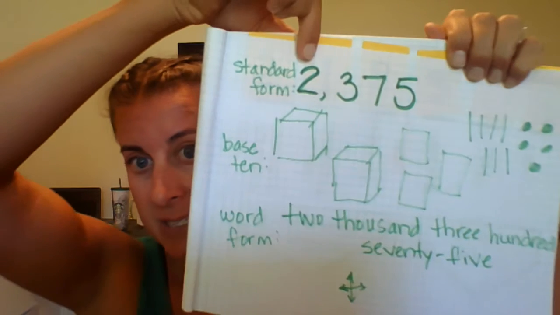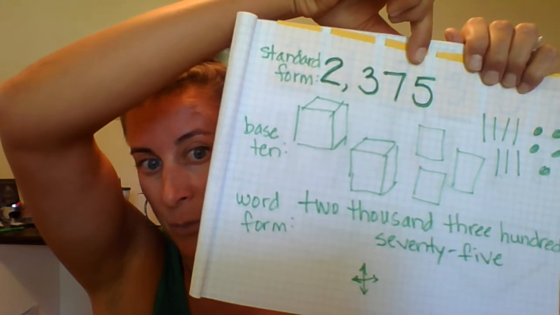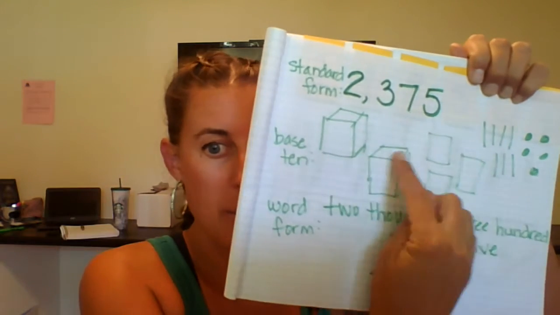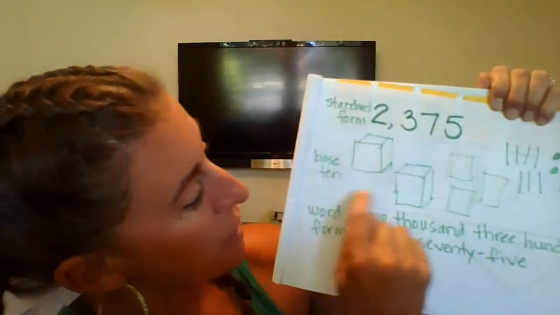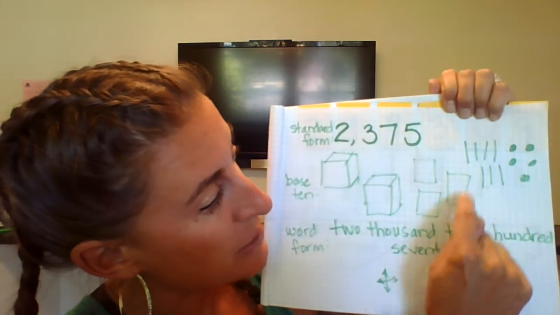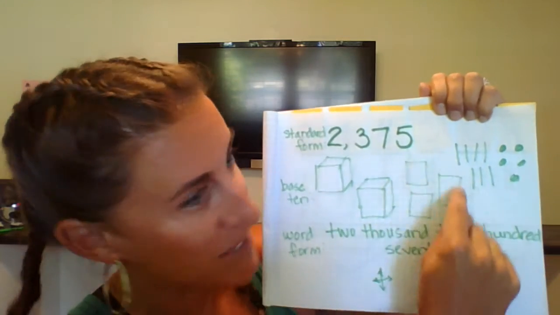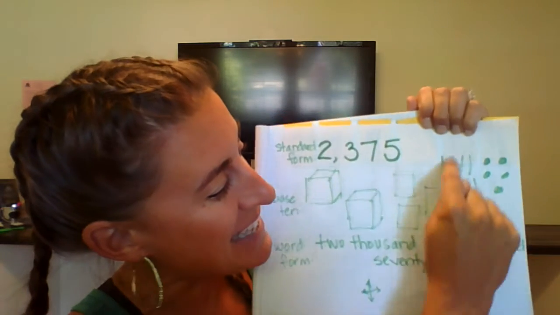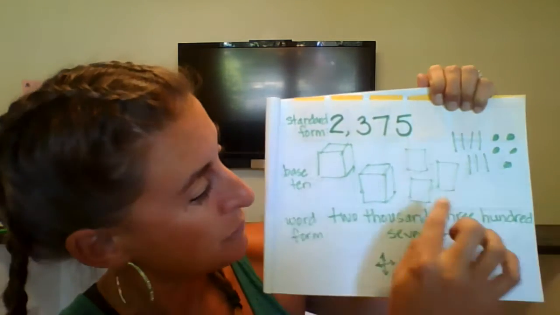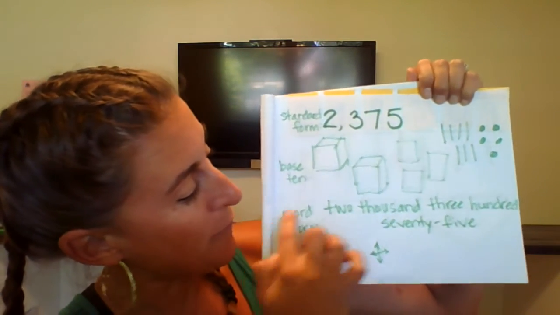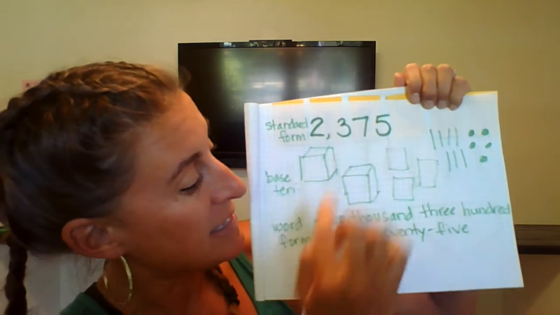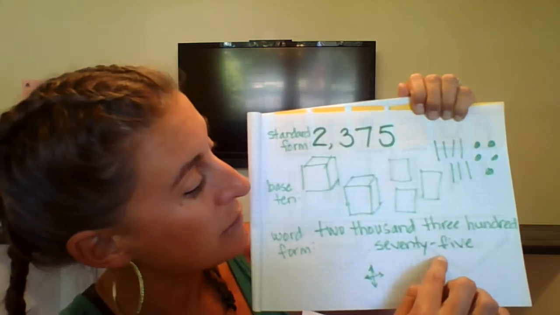So remember, we looked at standard form yesterday when the digits are all just representing the number that we're talking about. And we talked about base 10 when we use our thousands cubes, our hundreds squares, our tens sticks, and our ones, little small squares or circles. And then we talked about word form. So word form is when we take that standard form and just say it and type it all out.